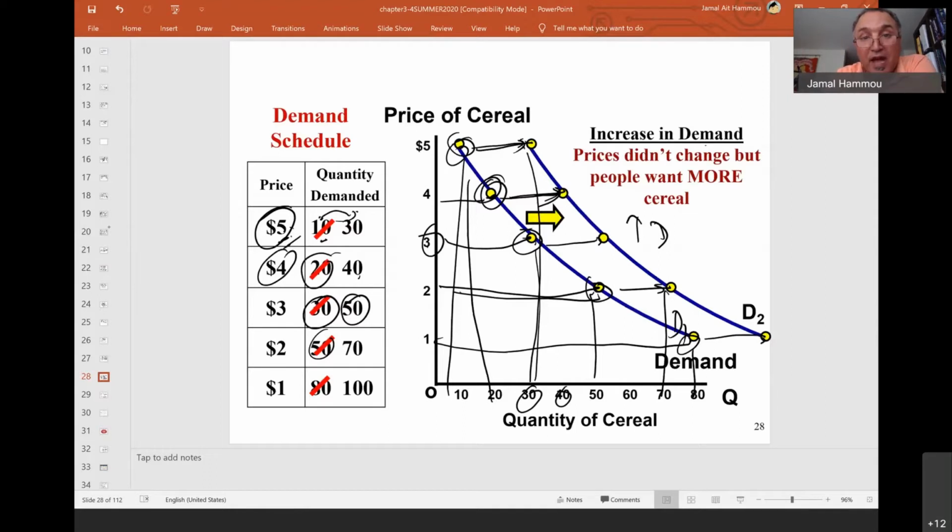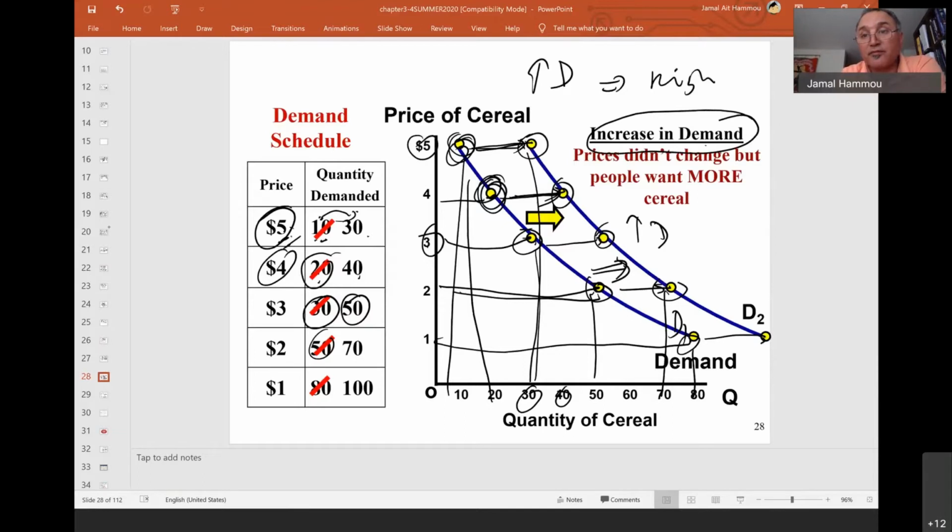So at the price of 5, they used to buy 10. Now they are buying 30. At every price, we buy more. So when we say shift the demand to the right, it is the same thing as saying increase of demand. It also means people are buying more at every price. So that's change in demand, increase of demand, shift to the right, means at every price, people are buying more.